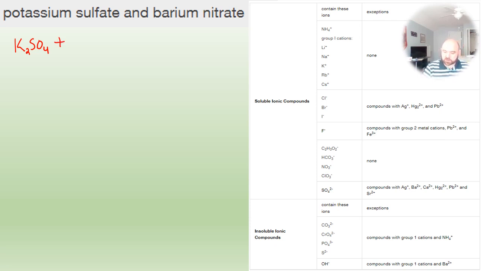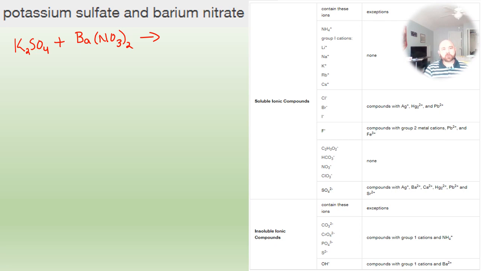The other reactant here is barium nitrate. Barium is symbol Ba, and it's a 2+ ion. And the nitrate is NO3 with a 1-. So the formula for barium nitrate is Ba(NO3)2.